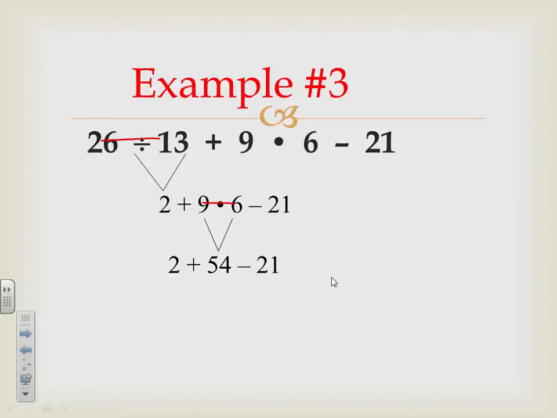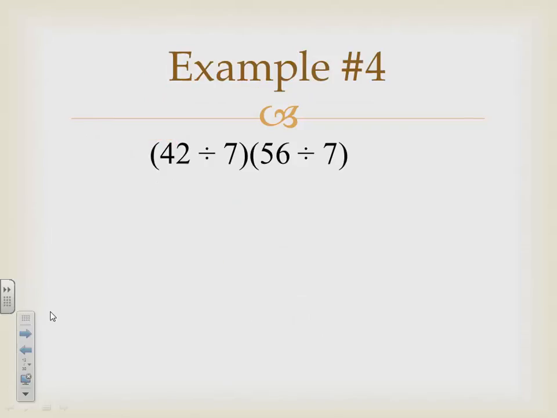Okay, now do I add or subtract? I start from left to right. I see addition first. I better add first. 54 and 2 is 56. And finally, I subtract those guys, and 35 it is. Again, check yours, go back, make sure your work looks like my work. And the last one. Stop the video and see if you can try this one. A little more difficult. Go for it.